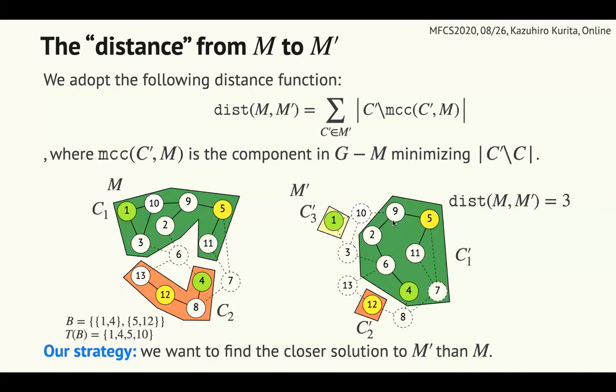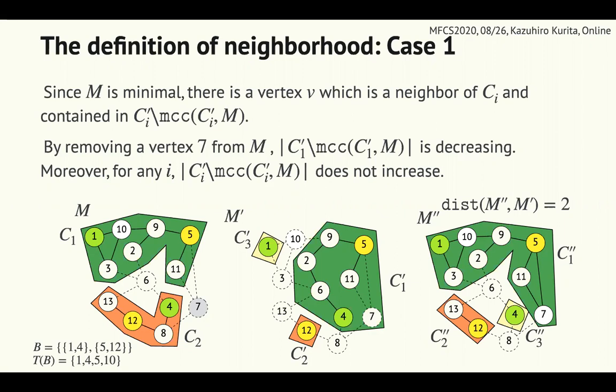Next, our goal is to find a closer solution to M prime than M. To this end, we define neighbors as follows. We first consider neighbors which easily find a closer solution. Since M is a minimal node multiway cut, there is a vertex v which is a neighbor of Ci and contained in C'i minus MCC(C'i, M).